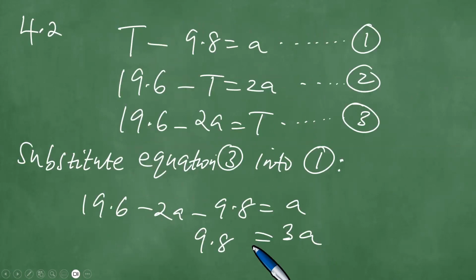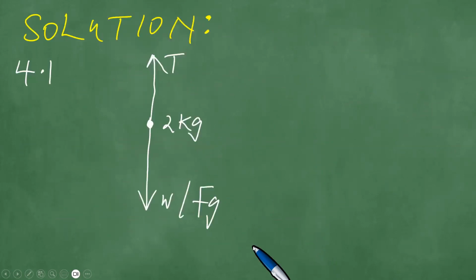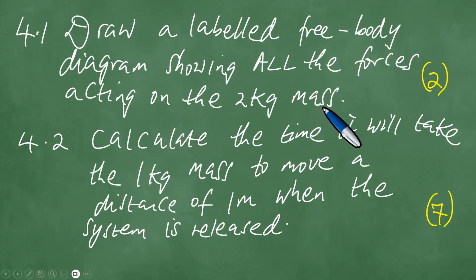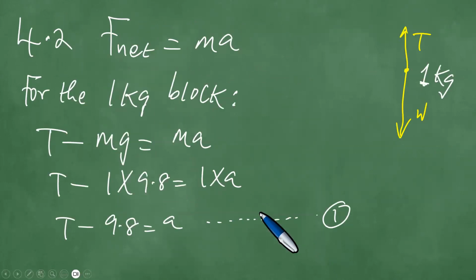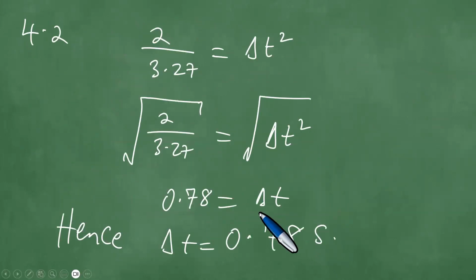0.78 seconds. And that answers the question that said, calculate the time it will take for the 1 kg mass to move a distance of 1 meter. So for the 1 kg mass to move a distance of 1 meter, it will take a time of 0.78 seconds when the system accelerates like this. 0.78 seconds.